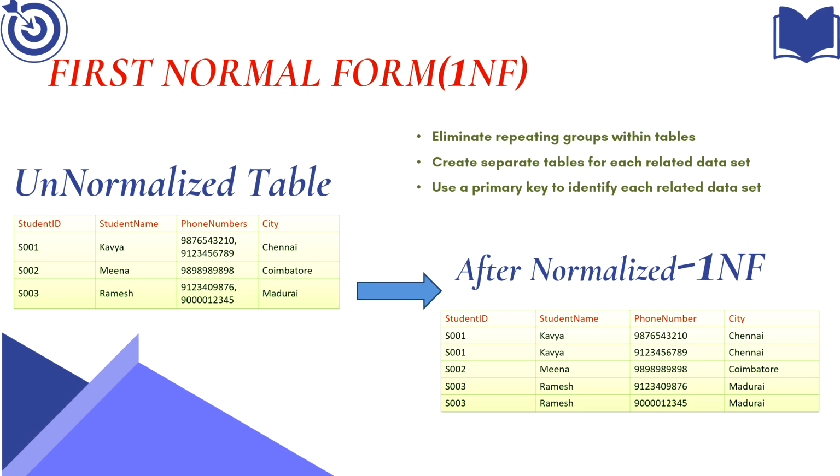In first normal form, we follow the following steps. First, remove the repeating groups. Second, create separate tables for each related data set. Third, use a primary key to uniquely identify each record. For example, if one student has multiple phone numbers in a single field, we split them into separate rows, one for each number. This ensures that the table satisfies 1NF.